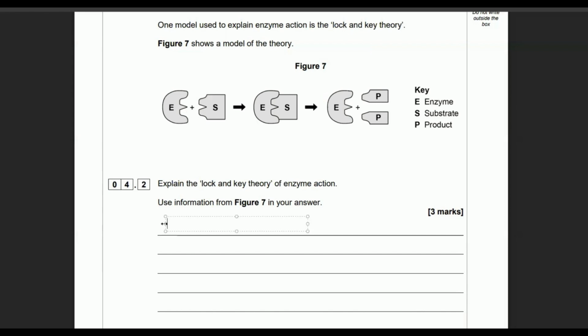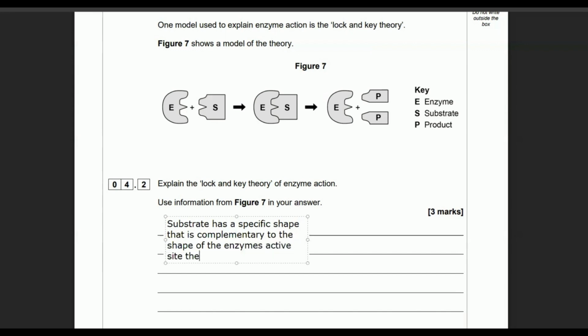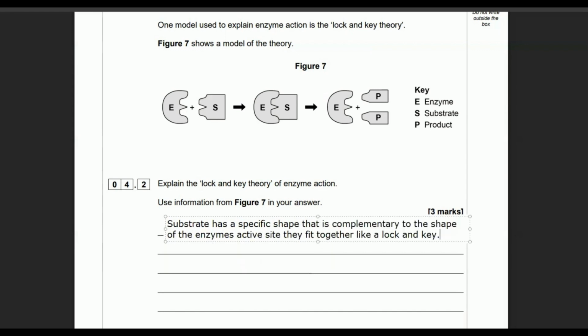key. Nice, right? So I'm going to say substrate has a specific shape that is complementary to the shape of the enzyme's active site. They fit together like a lock and key. Boom! So, what are the marks for here? The marks are for saying that the substrate has a special shape and it's complementary or fits perfectly into the active site. They fit like a lock and key.